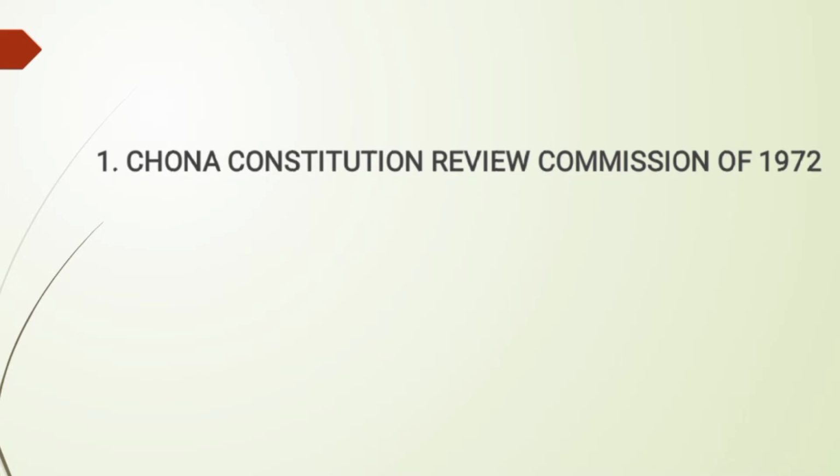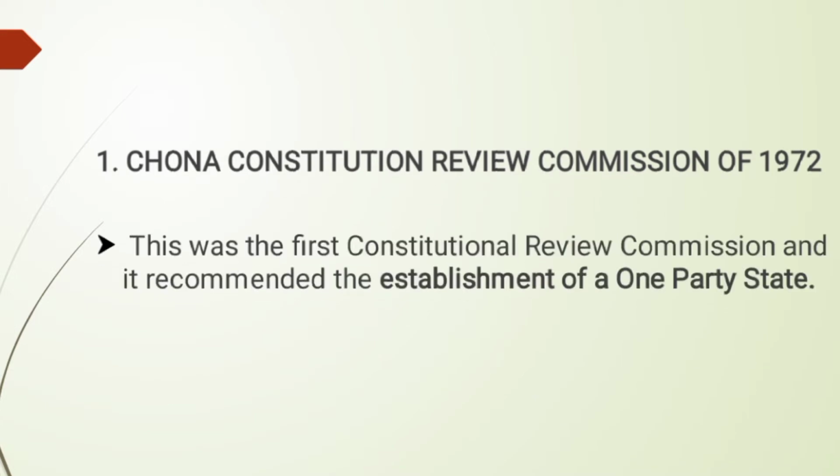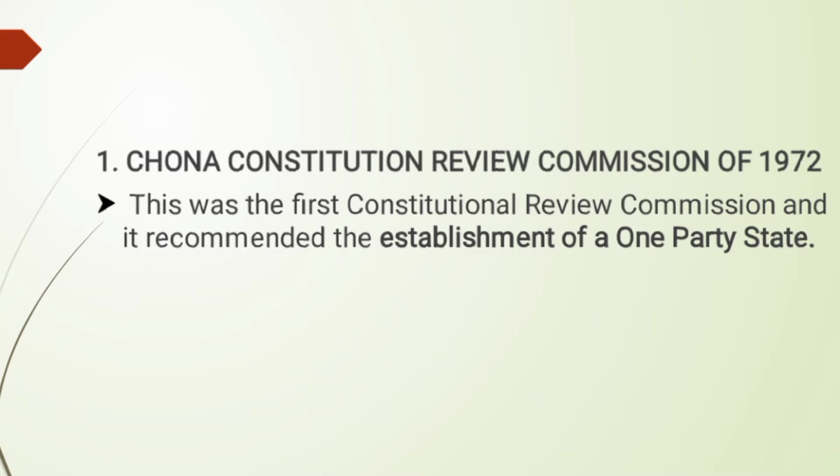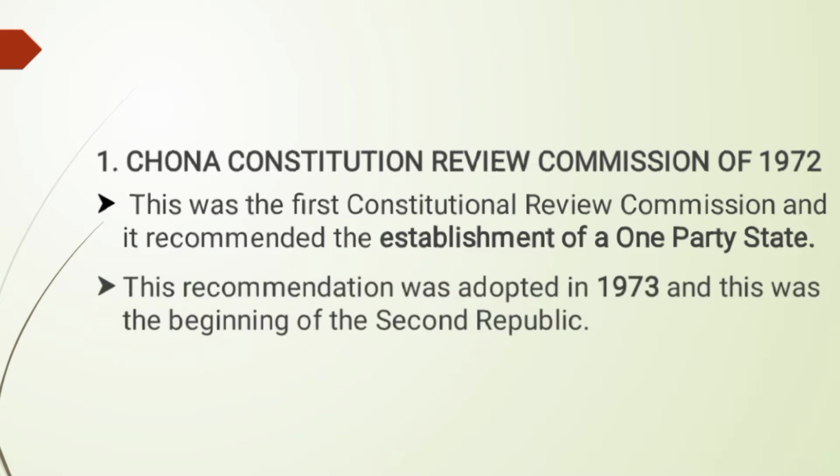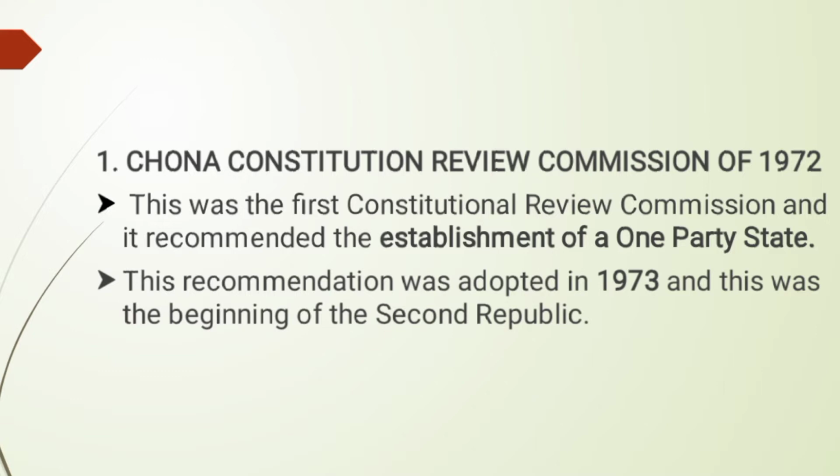Firstly, we had the Chona Constitutional Review Commission of 1972. This was the first Constitutional Review Commission, and it recommended the establishment of a one-party state. This was done by the late President Dr. Kenneth Kaunda. It was established in 1972, but it was adopted in 1973. This was the beginning of the Second Republic.